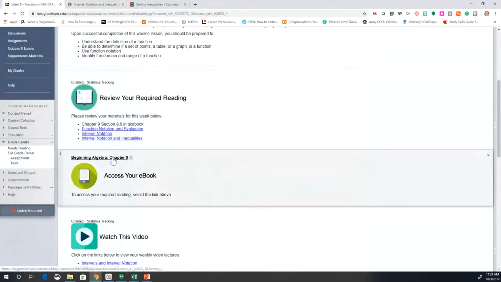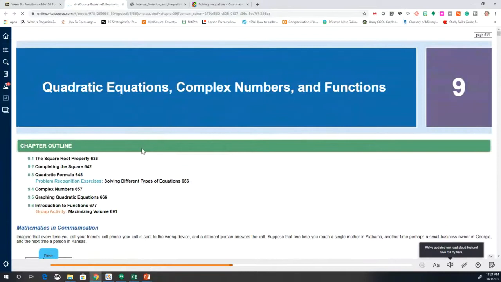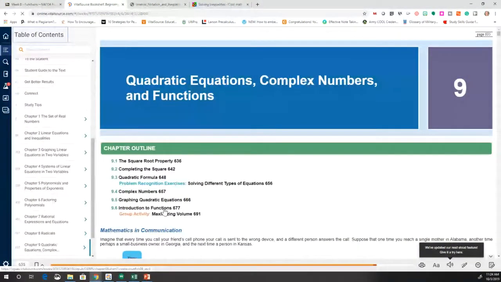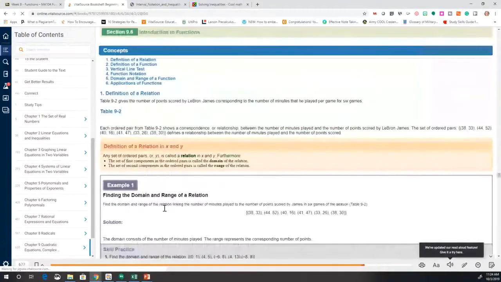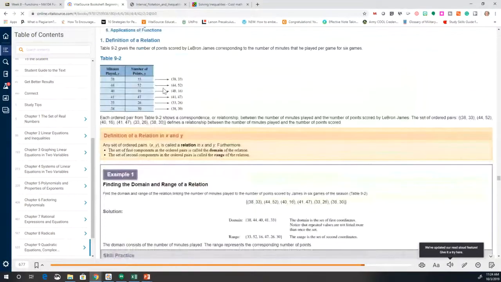So if I go to the textbook and go to section 9.6, okay, so this is chapter 9. I'm going to wait for everything to load. So we only need 9.6. So I'm clicking on 9.6. And so we're talking about domain and range of a function. So I have to scroll down to 5.